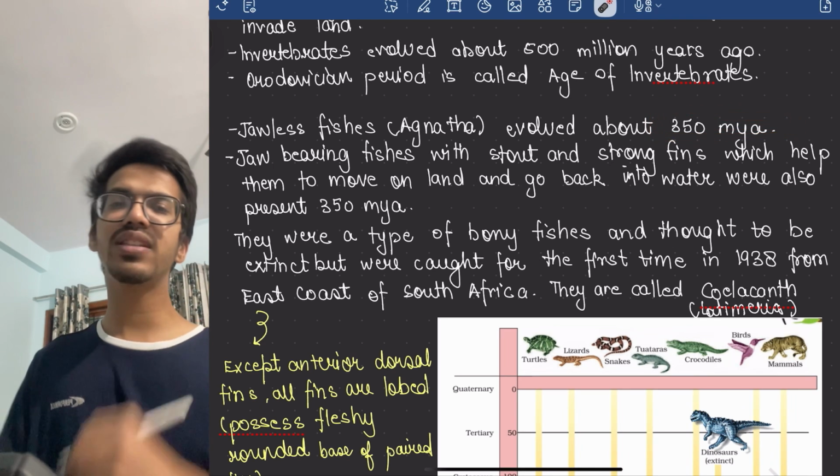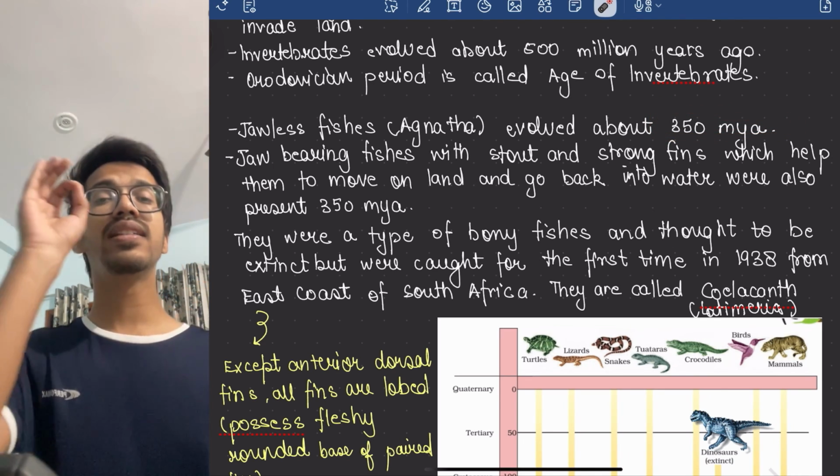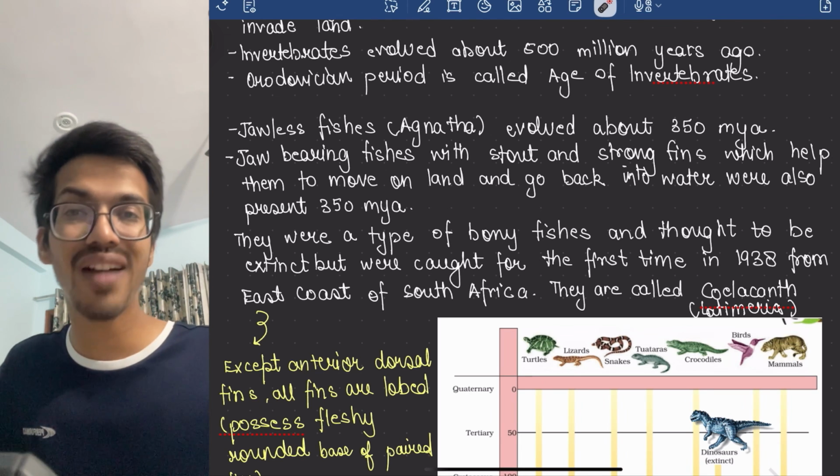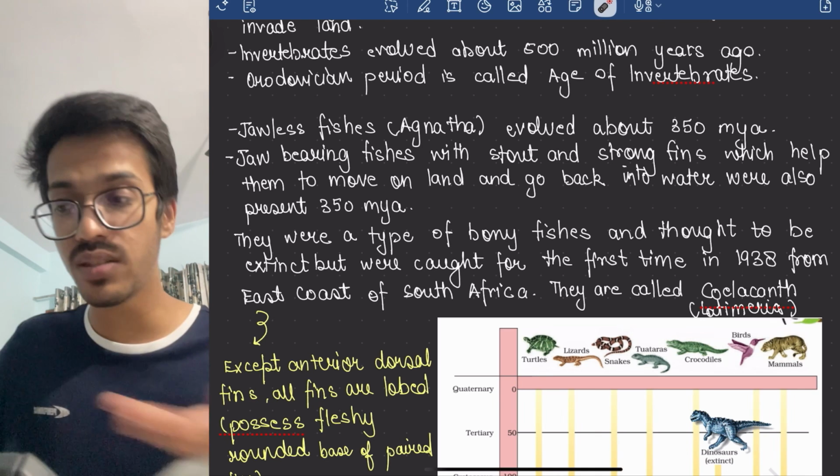And it is believed that it is extinct. But recently, in 1938, the same fish was found on the coast of South Africa. Coast means where the beach is.